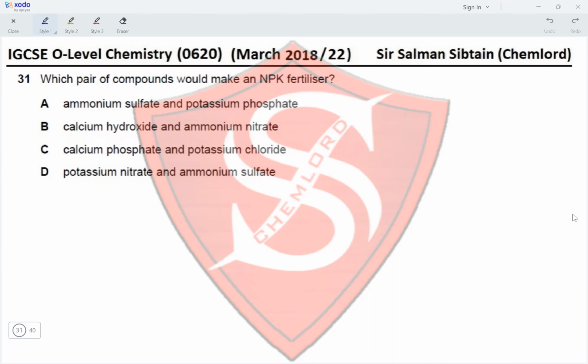So we have ammonium sulfate, ammonium contains nitrogen, sulfate contains sulfur, and potassium phosphate. Potassium contains, obviously, potassium and phosphate would contain phosphorus. So we have NPK present here. So this is correct. Next, we have calcium hydroxide containing calcium and ammonium nitrate containing nitrogen only. So phosphorus and potassium are missing.